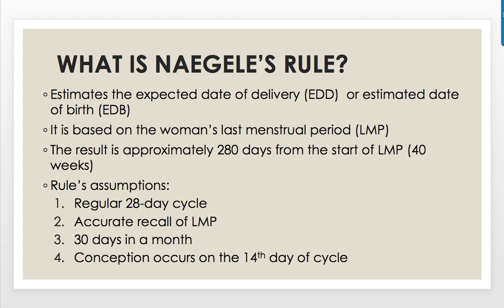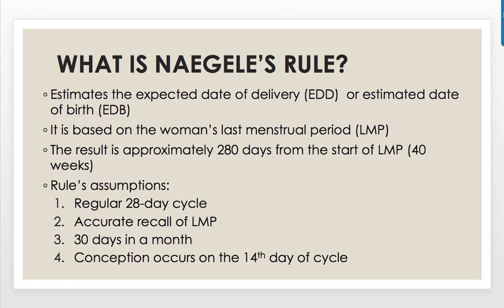So what is Naegele's rules? Like I said, it gives you the expected date of delivery and it's based on the woman's last menstrual period. The result is approximately 280 days from the start of the last menstrual period, which is 40 weeks. The rule's assumptions are that the woman has a regular 28-day cycle, she's got an accurate recall of her last menstrual period, that there are 30 days in a month, and the conception occurred on the 14th day of the cycle.